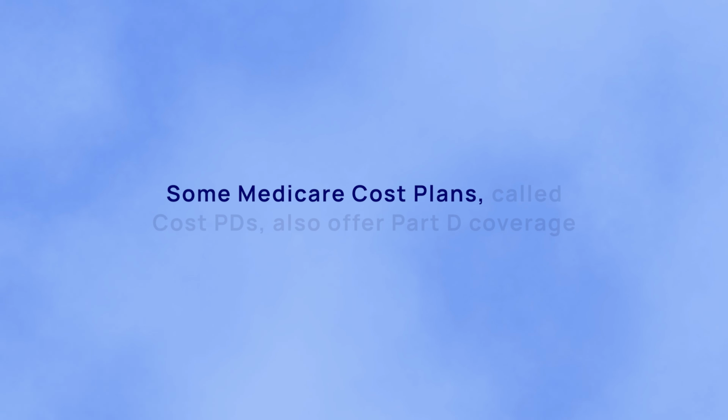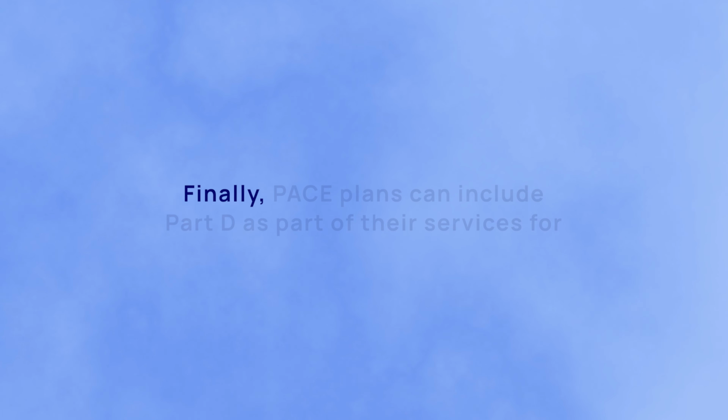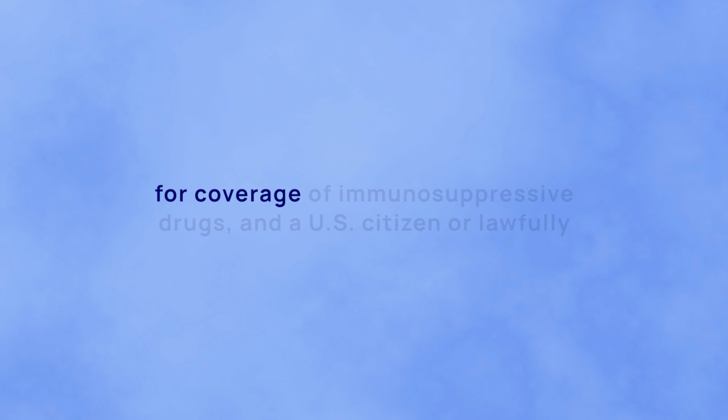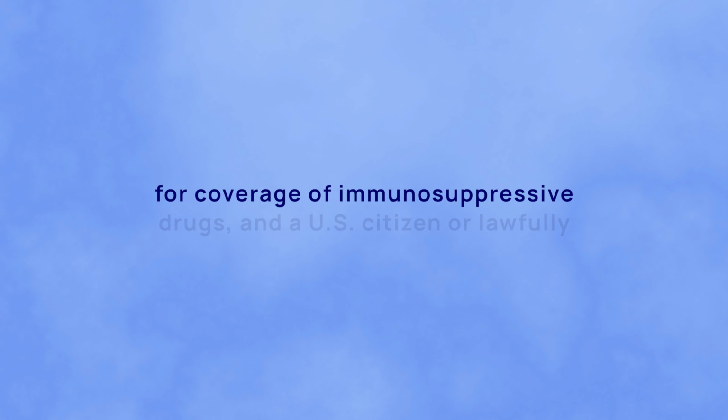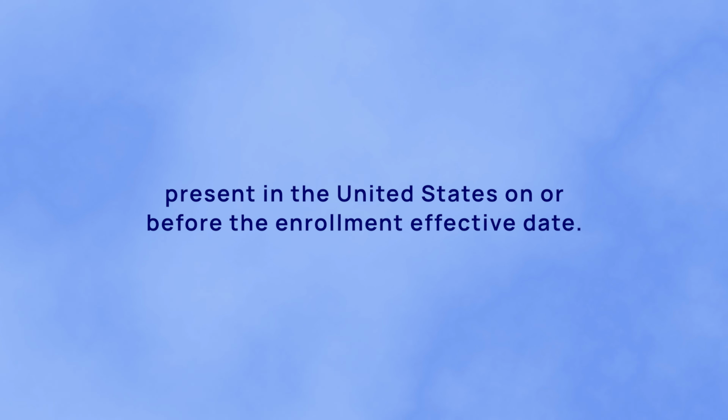Some Medicare cost plans, called Cost PDs, also offer Part D coverage as an optional benefit. Finally, PACE plans can include Part D as part of their services for eligible beneficiaries. To be eligible for Part D, individuals must be entitled to Part A and/or enrolled under Part B, not including enrollment in Part B solely for coverage of immunosuppressive drugs, and a U.S. citizen or lawfully present in the United States on or before the enrollment effective date.